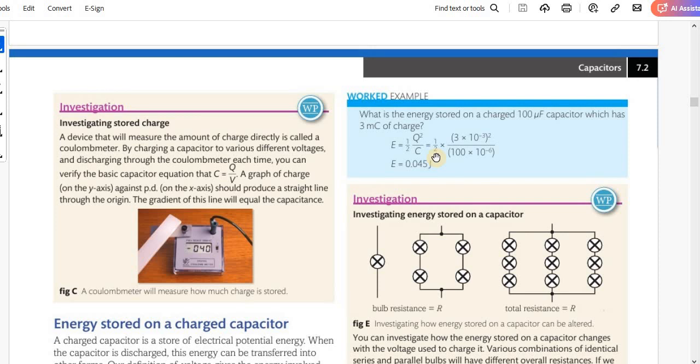What is the energy stored on a charged 100 microfarad capacitor which has 3 millicoulombs of charge? So very simple. E is equal to, we can use this equation. Why? Because we are given the charge stored and the capacitance. So this is the amount of charge stored on a plate of the capacitor, and this is the capacitance of the capacitor, 100 microfarad.